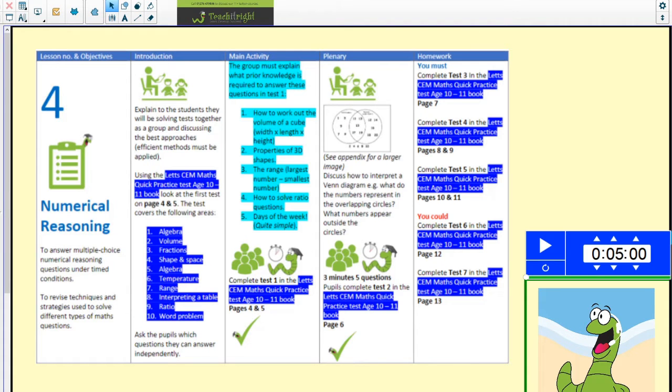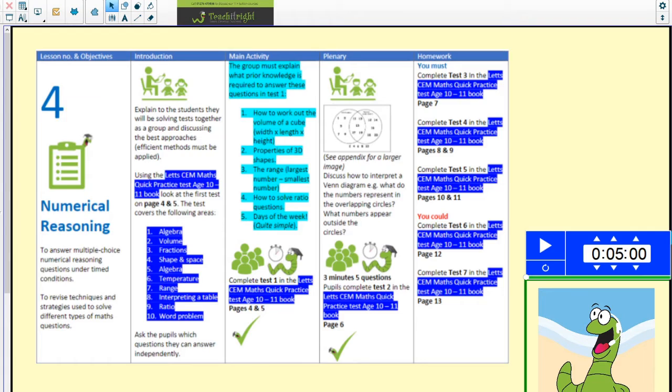This is our lesson plan, so just very briefly we're going to cover a range of questions, and some of the things we need to do are algebra, volume, fractions, interpreting questions on space and shape, temperature, interpreting tables, ratio, range, and some word problems. We're going to look at a variety of things.